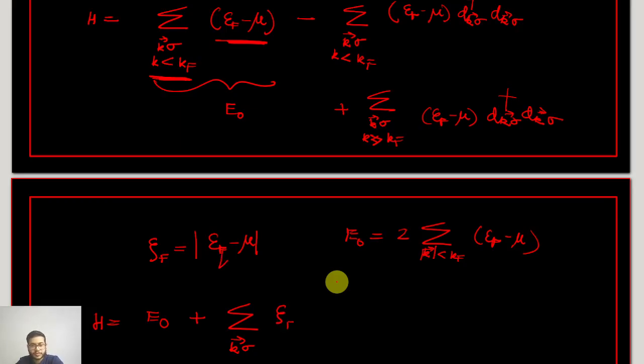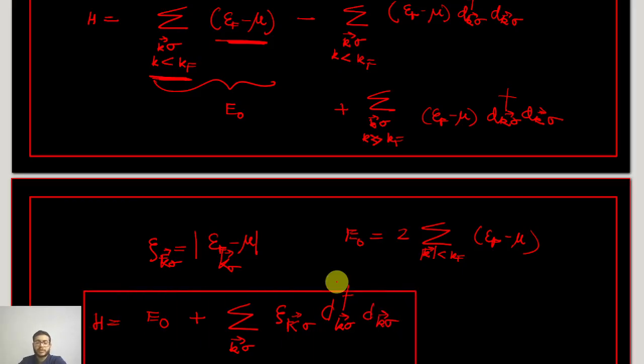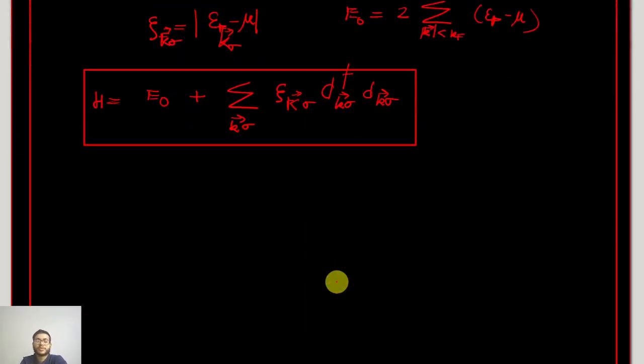there is ek sigma, yeah, ek sigma dk sigma dagger dk sigma. So that is how we will actually express the whole Hamiltonian in terms of some ground state energy plus excited state.